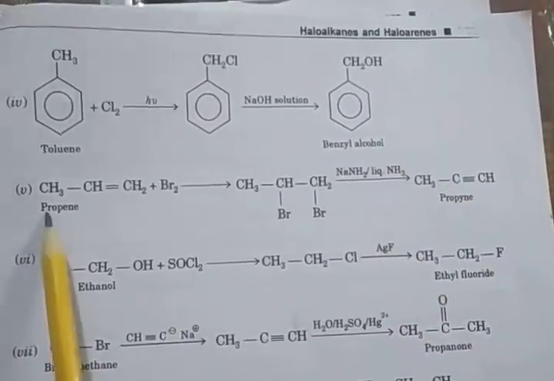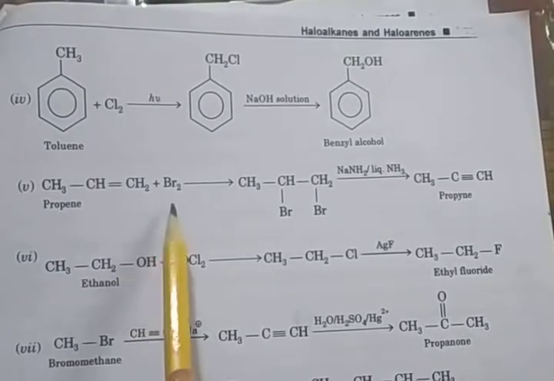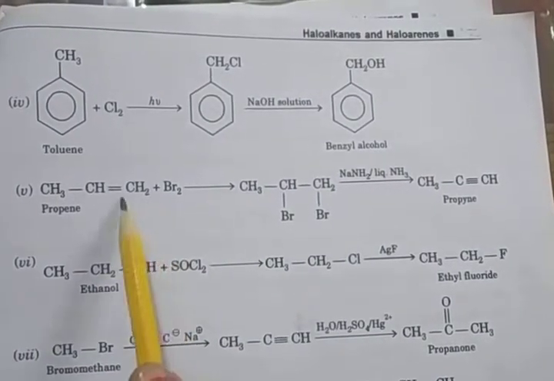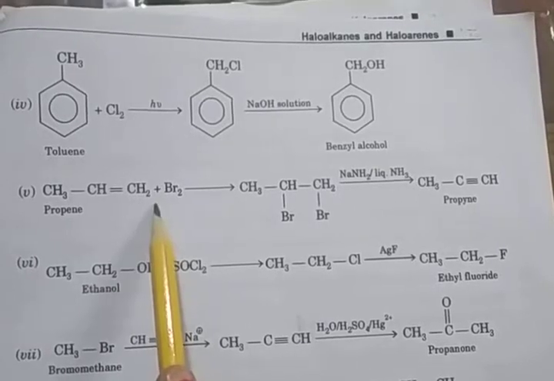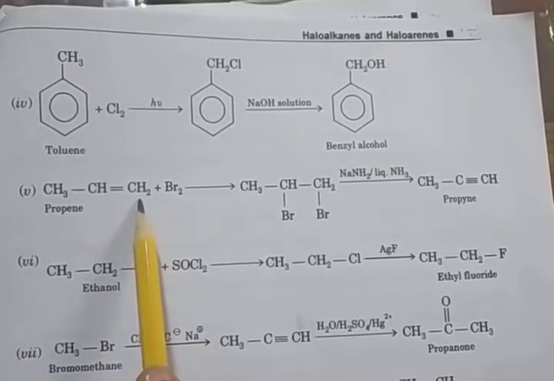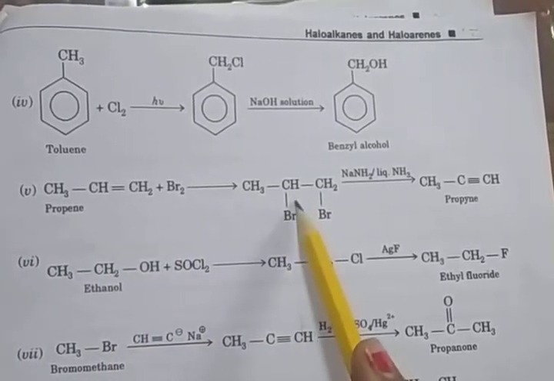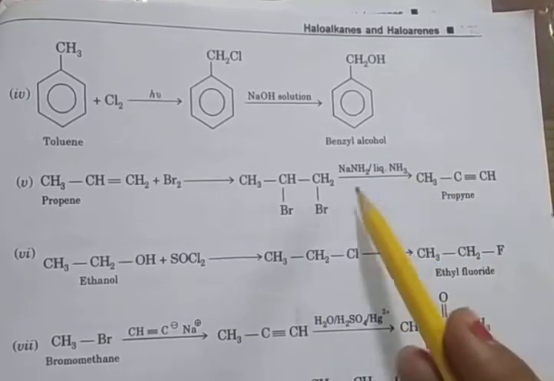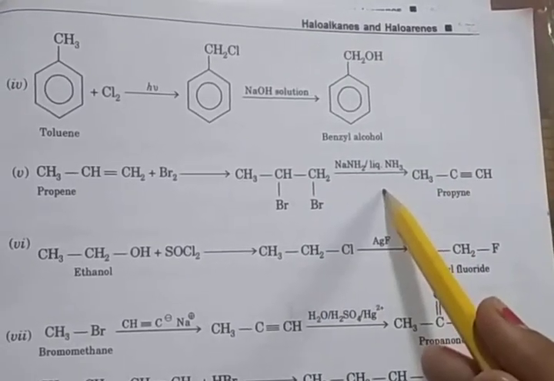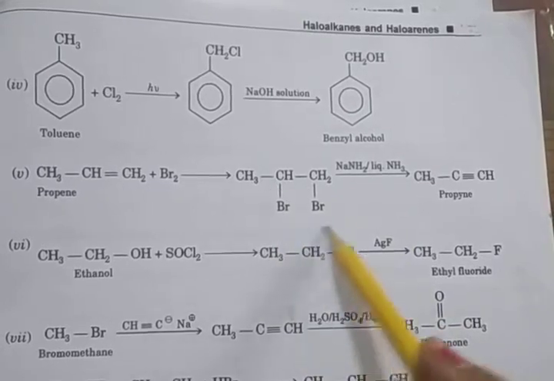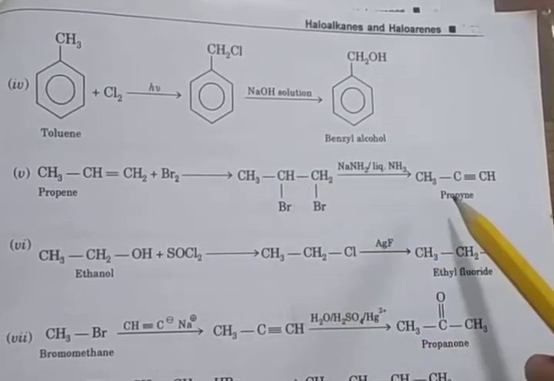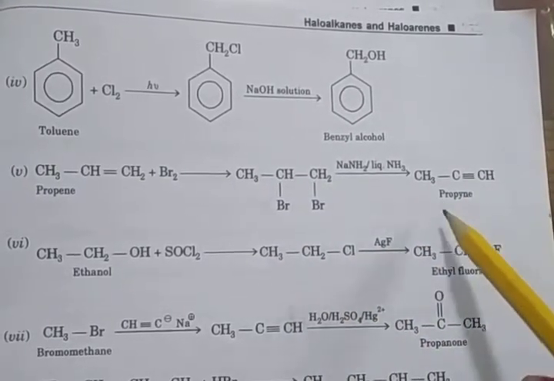Then propene, CH3CH=CH2, reacts with Br2. Br attaches at both positions, and the double bond converts into a single bond. Then with NaNH2 and liquid ammonia, these Br are removed again along with hydrogen, so a triple bond is formed, giving propyne.